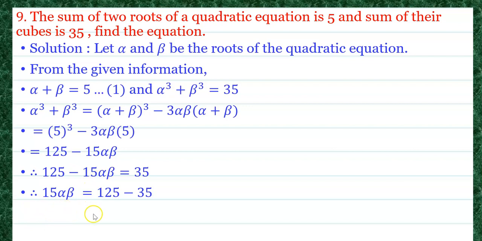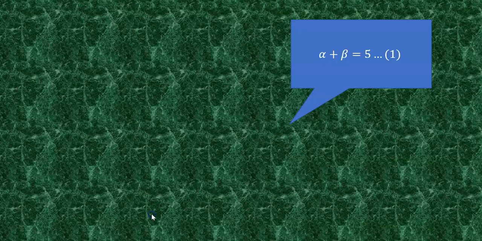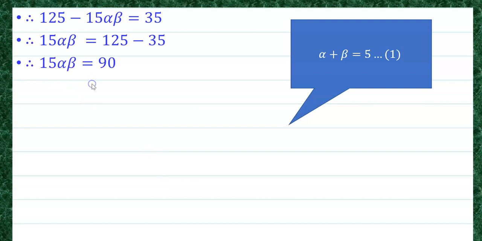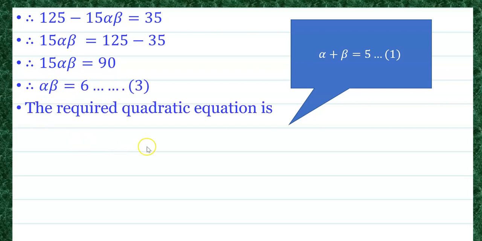Therefore 15 alpha into beta is equal to 125 minus 35, and therefore 15 alpha into beta is equal to 90. Okay, next we will simplify this: 15 alpha into beta is 90, alpha into beta is 6. Therefore the required quadratic equation: we know alpha plus beta, and we also know alpha into beta, and therefore the equation is x square minus (alpha plus beta) into x plus alpha into beta is equal to 0.